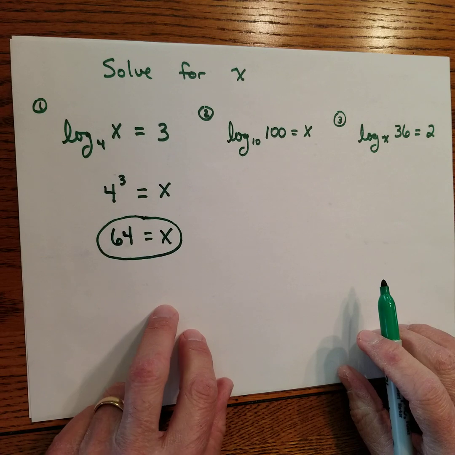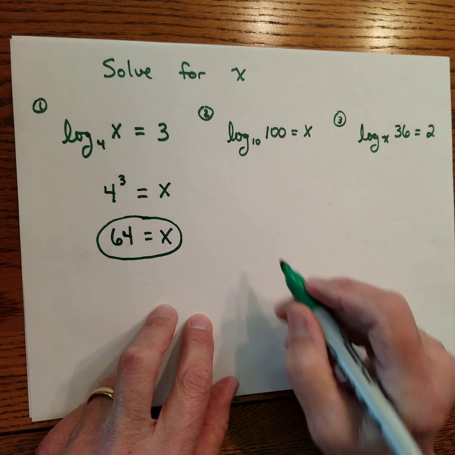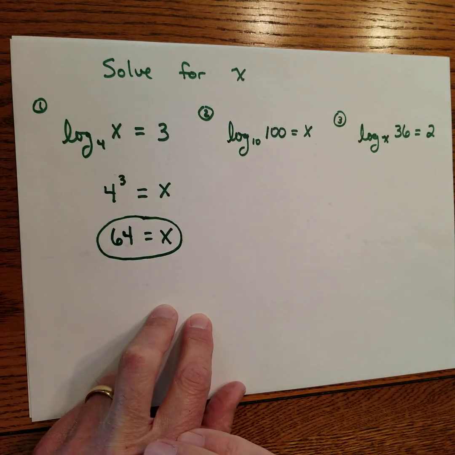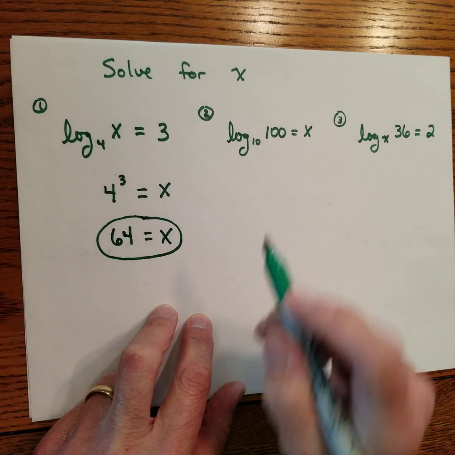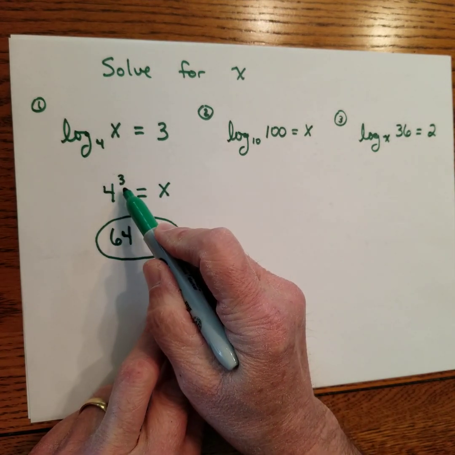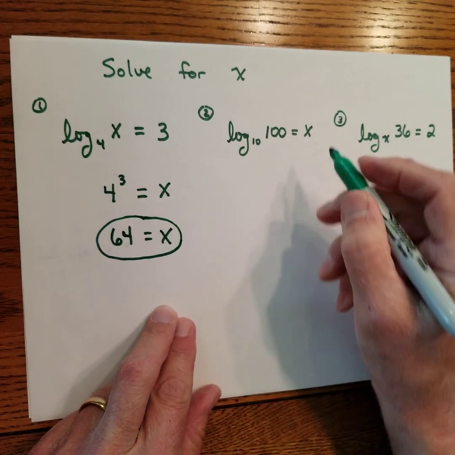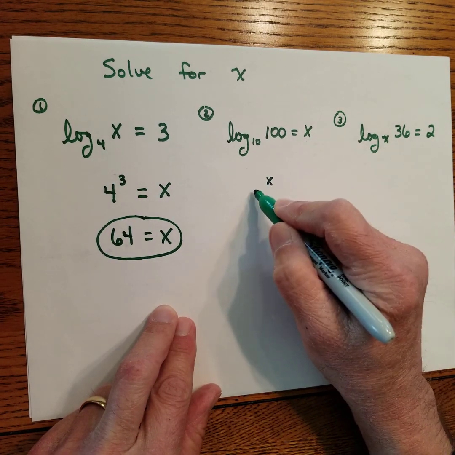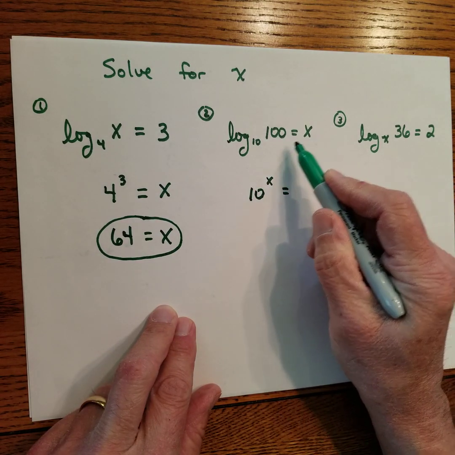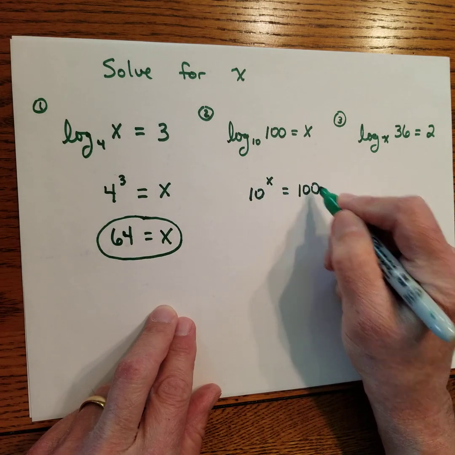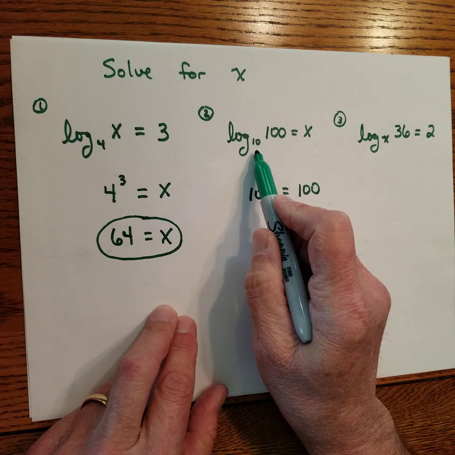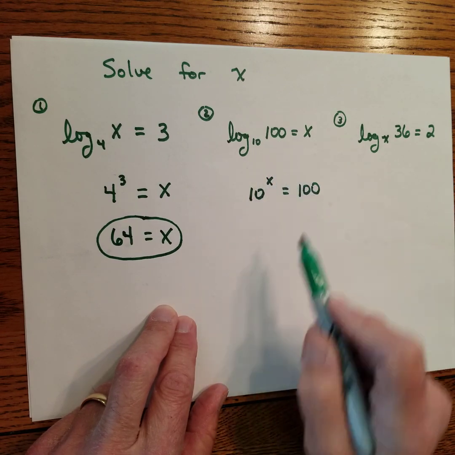Let's try number 2. If you can look at this problem and know what the answer is, write x equals answer and you're done. If not, let's translate this one again into exponential form. Remember, this number is the exponent that goes on that base. This x is the exponent that goes on that base. X is the exponent that changes 10 into 100. Each time, this number is the exponent, this number is the base, this number goes here.